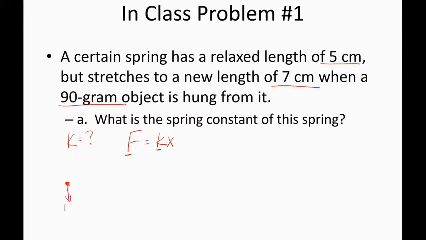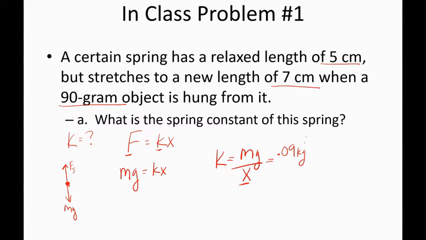And so I have mass times gravity pulling down, and then I have the force of my spring pulling back up. So my force is equivalent to my mass times gravity, and that's equal to kx. So my k is equal to mass times gravity divided by x, where x is my displacement, how much I've displaced it.